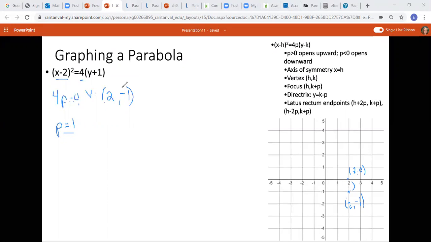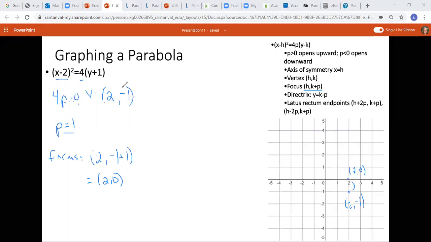If we want to use the equation, this is (h, k + p). Well, we said h was 2, and k is -1, plus p, plus 1. So this is equal to (2, 0). Okay? We can get it the same both ways.